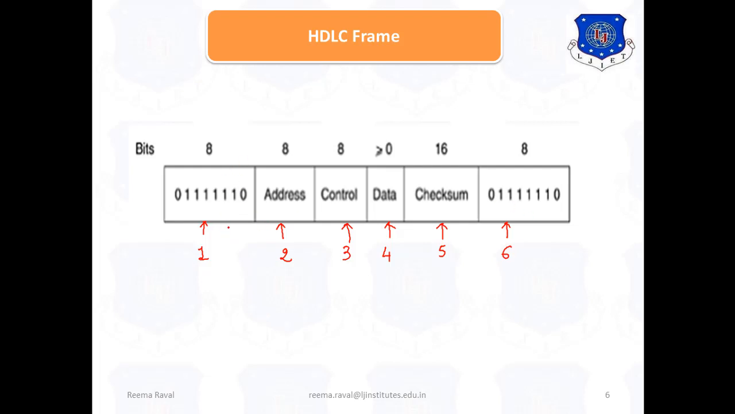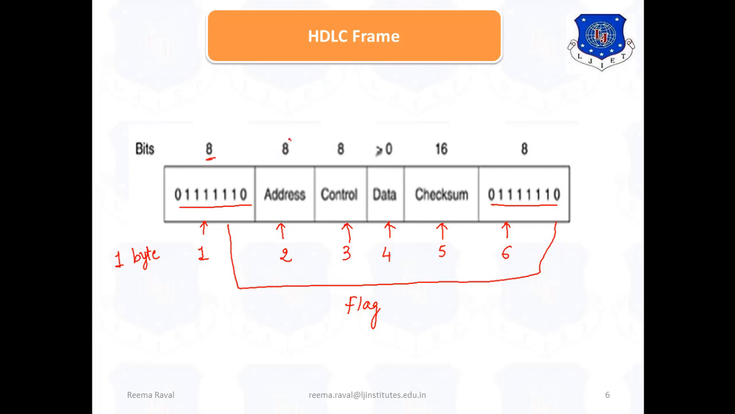The first and the sixth are the flag fields, which indicate the starting and ending of the frame. These are of 8 bits, or you can say 1 byte. The flag bit pattern is 0, six 1s, and 0. Similarly, at the ending of the frame, it is the same flag pattern: 0, six 1s, 0.